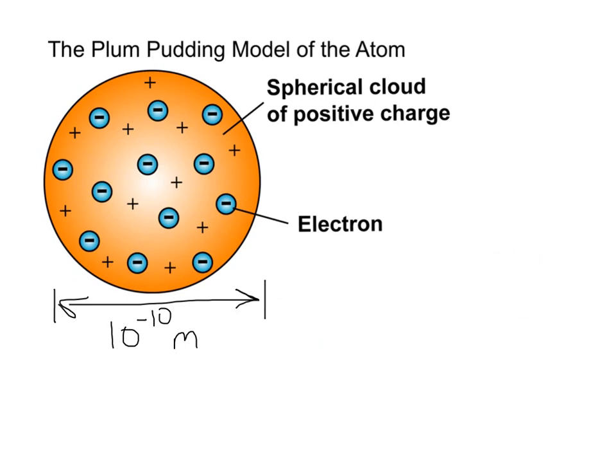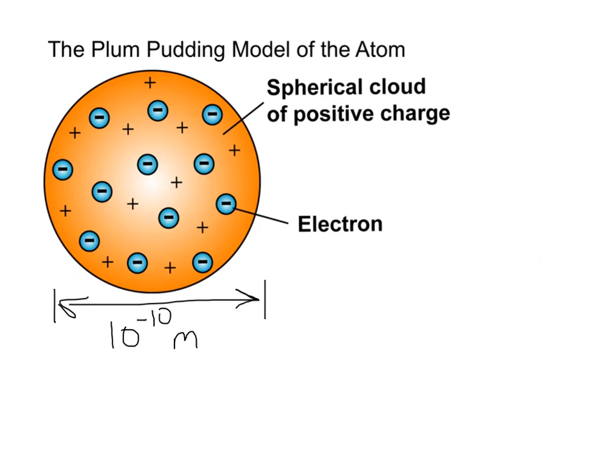I call it like the raisin muffin model. You can picture it like a chocolate chip cookie instead. Chocolate chip cookies are flat though, and the one thing we want to keep in mind is, even though we're showing it flat on the screen, it really is supposed to be spherical.